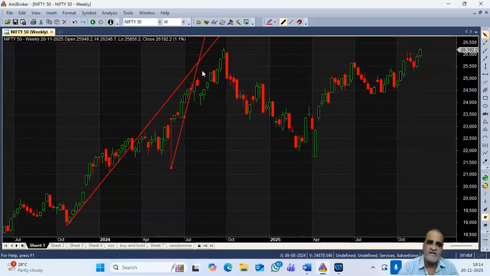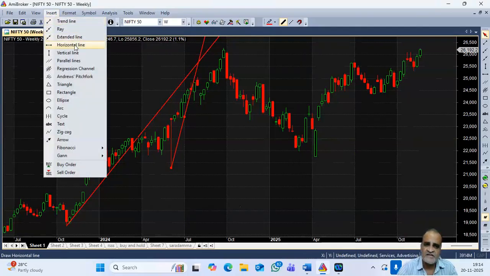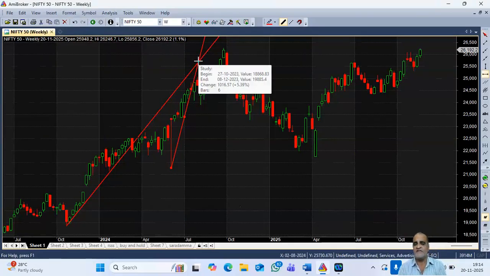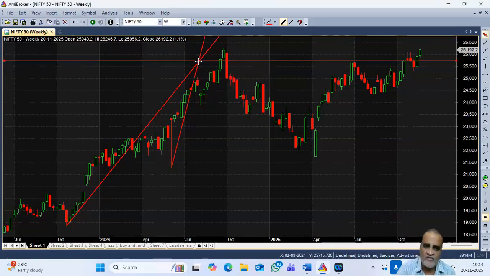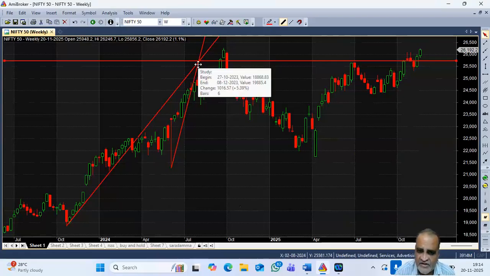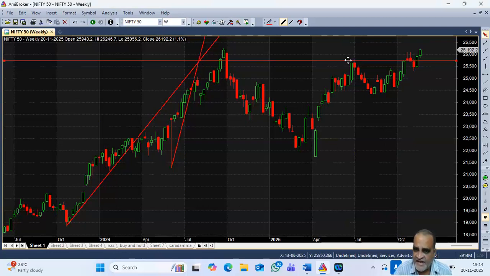Right, now you can see the intersection here. I will place one horizontal line at the intersection. Now you can see, on what date the intersection took place? Somewhere on 27/10/2023. This value acted as a resistance on 27/6/2025. So beautifully this level has been drawn long back, years together.